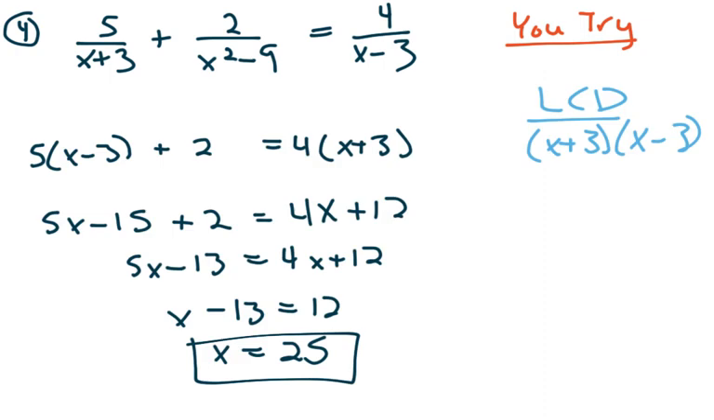All right, check your answer. You should get x equals 25. Again, the key is to factor this denominator first into an x plus 3, x minus 3. That is the key part, so we can cross that off. Always factor your denominators first if possible.